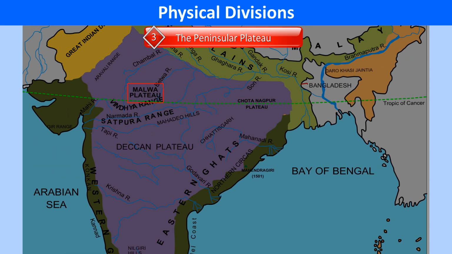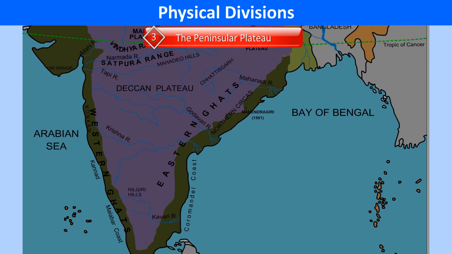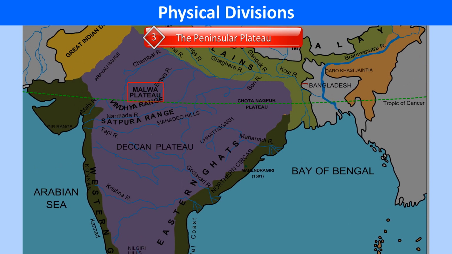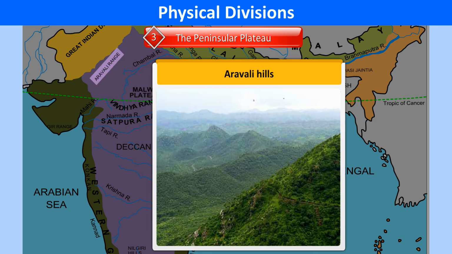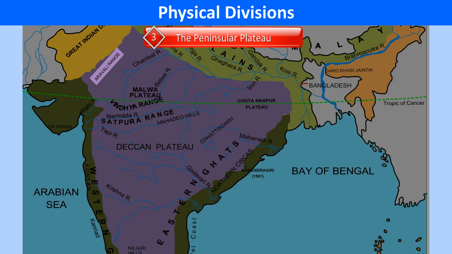There are two distinct areas, the Malwa Plateau in the north and the Deccan Plateau in the south. The Malwa Plateau is bounded by the Aravalli Range in the northwest, while the Vindhya Range marks the southern boundary. To the south of the Vindhyas lies the Deccan Plateau.